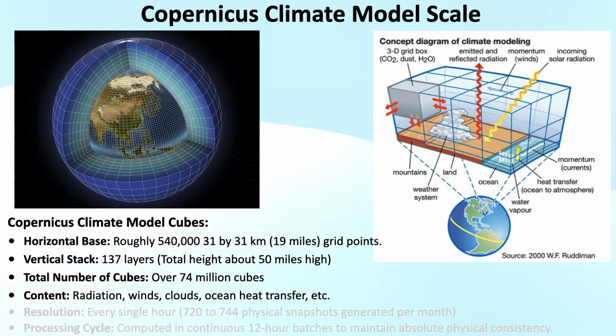Let me say that again. There are 74 million cubes that they gather information in, and pretty much the same types of information in each one of those 74 million cubes. And if you look at the right-hand corner here, you can get an image of the kinds of things that go into one of those cubes. They get radiation, wind conditions, clouds, ocean heat transfer information, etc., etc. It's not just one bit of information that's going into each one of these cubes.